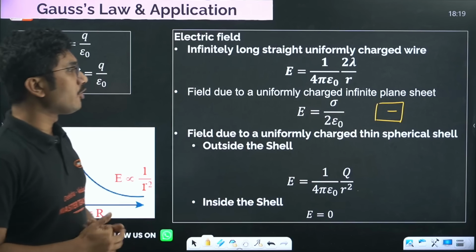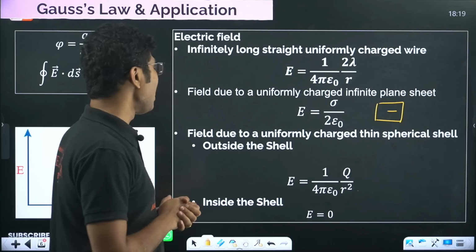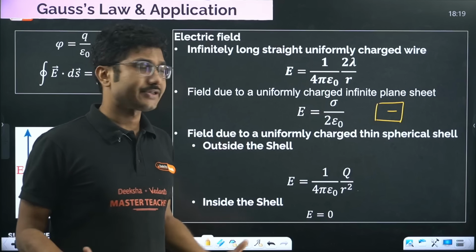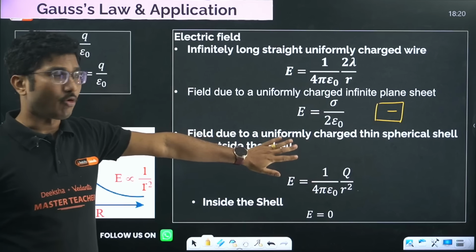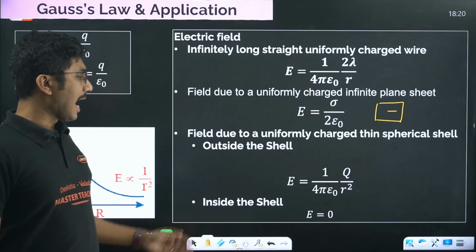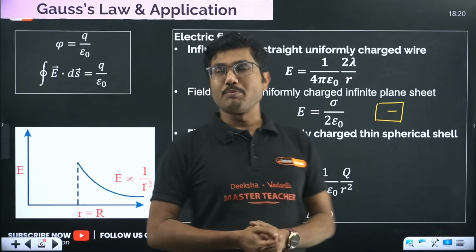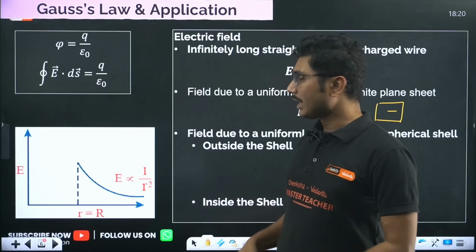Field due to a uniformly charged thin spherical shell or conducting sphere: same formula, E is equal to 1 by 4 pi epsilon naught q by r square for points outside the shell, and inside the shell the electric field is 0. If you plot the graph, it will look like this.